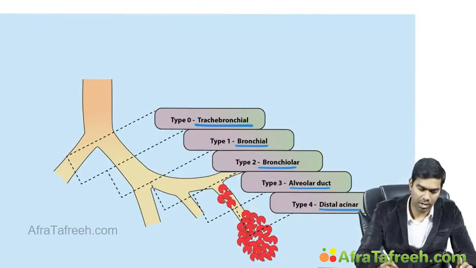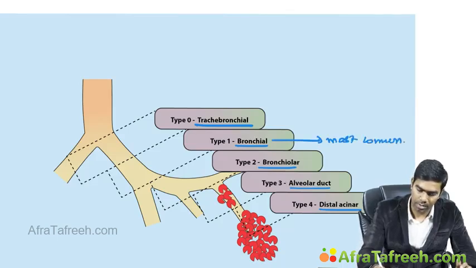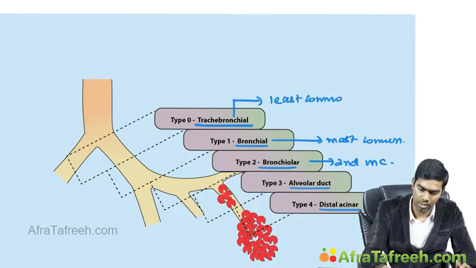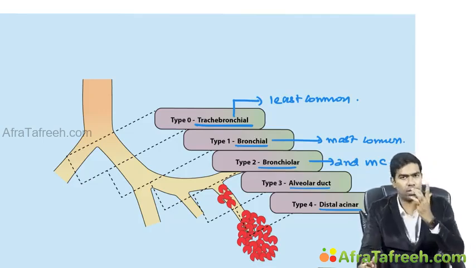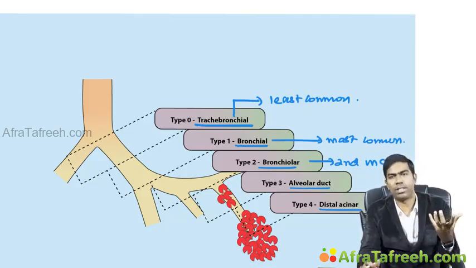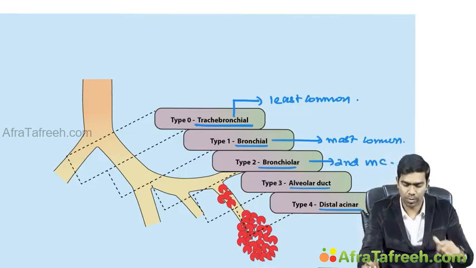So first, type 0 tracheobronchial. Remember, if you ask me which is the most common, type 1 bronchial is supposed to be the most common. And type 2 bronchiolar is supposed to be the second most common. And type 0 tracheobronchial is going to be the least common. Clear? At the same time, they form some cysts. Usually this congenital pulmonary malformation forms some cystic kind of structures.